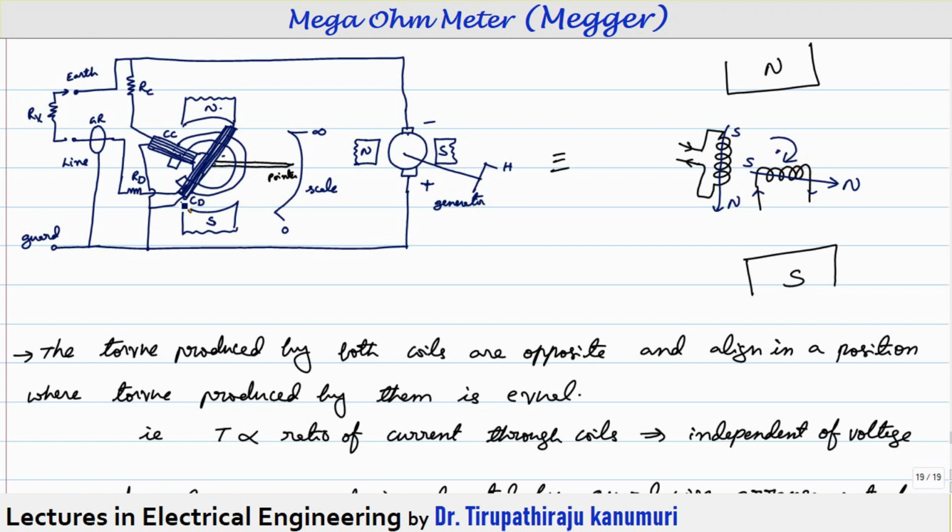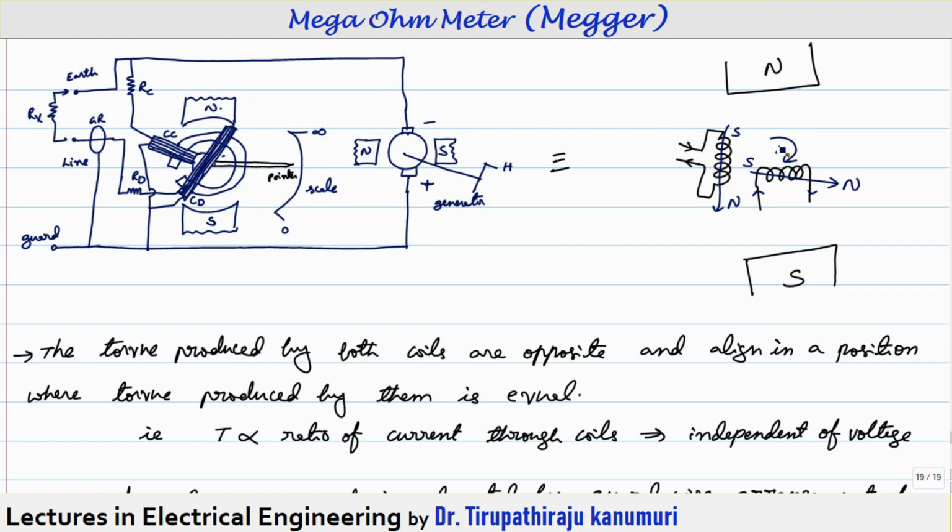That means if this deflecting torque is more than the controlling torque, it will try to align in this direction, but the property of this one is it wants to align in the opposite direction. What I mean to say is, the torque produced by the current coil is in opposite direction to the torque produced by the deflecting coil. So depending on which torque is more, accordingly it will align in such a way that the torque will be equal by both these coils.